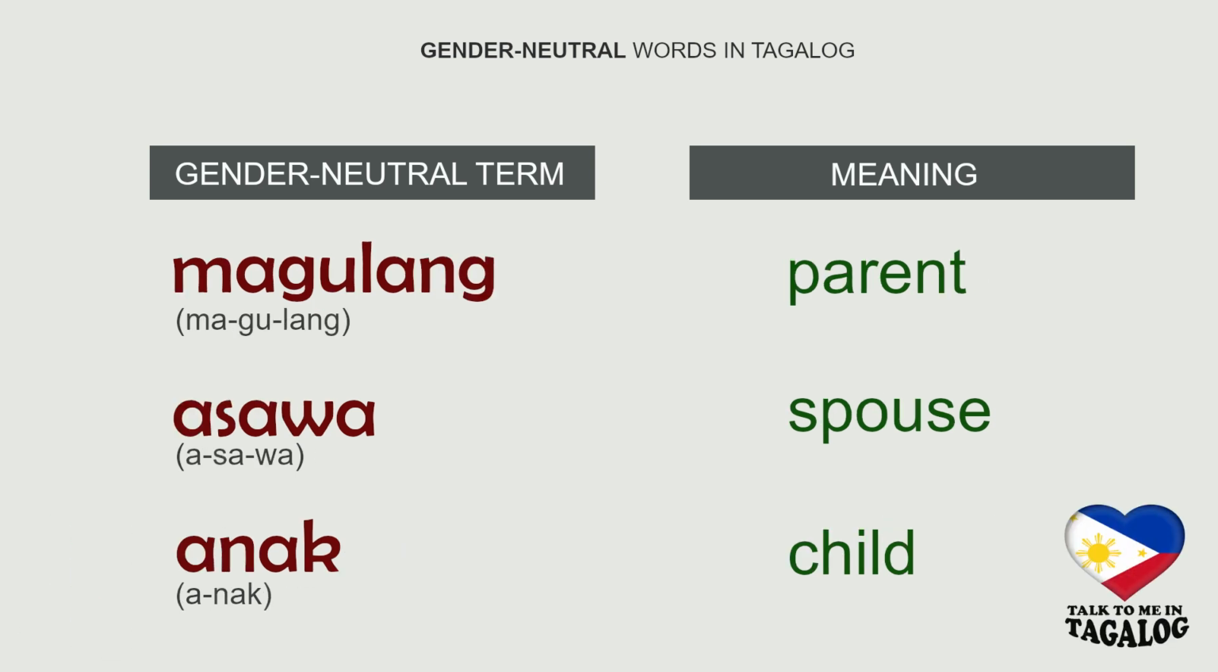Let's now move on to gender-neutral nouns in Filipino. First, we have magulang. Magulang, meaning parent. Asawa. Spouse. So, asawa can be the husband or the wife. Anak. Child.